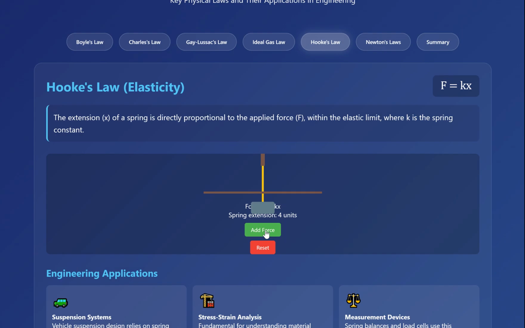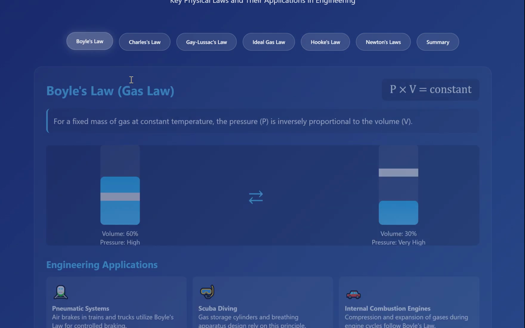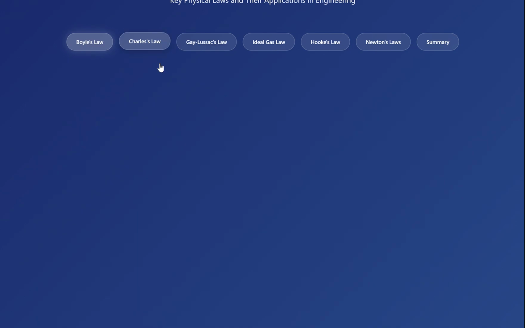It's elongating, but it has now reached 6. Within the elastic limit, it has gone beyond. If I add more force, it cannot elongate, which means it has lost elasticity. We call it Hooke's law. So it must be within the elastic limit. Yes? It must be within the elastic limit.